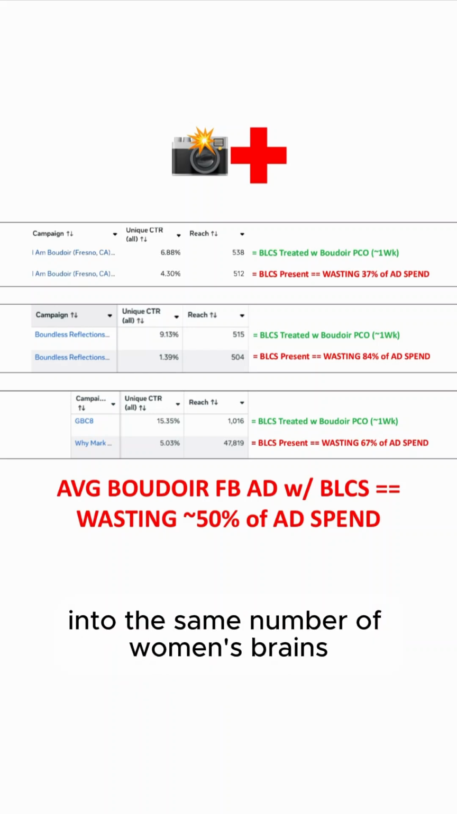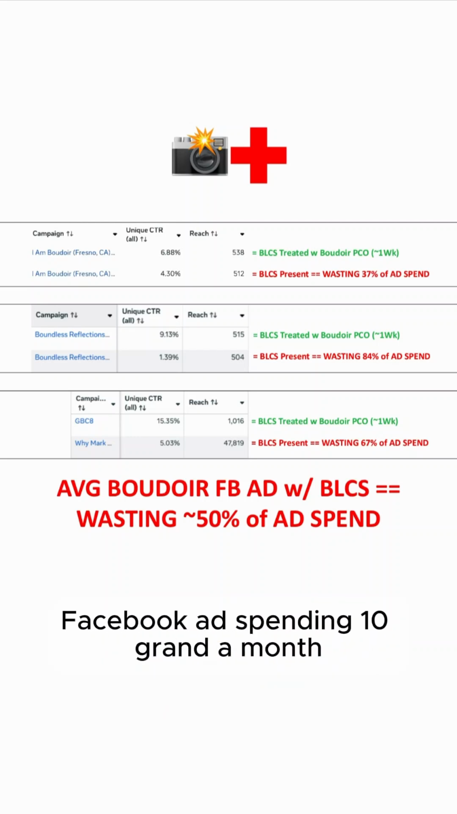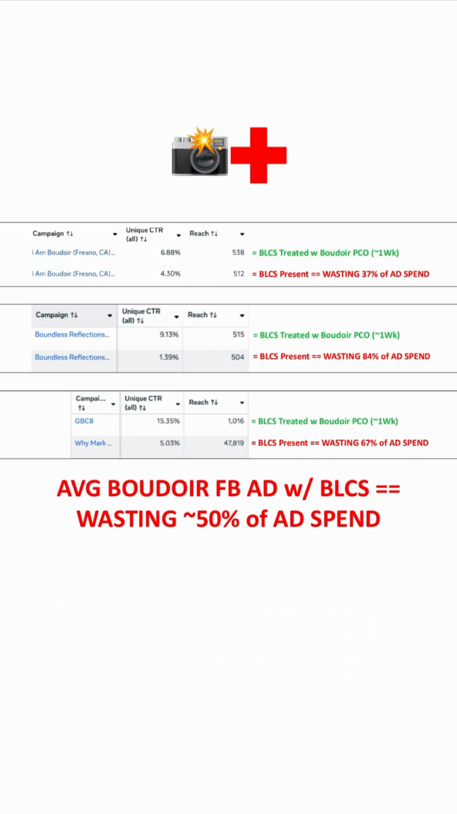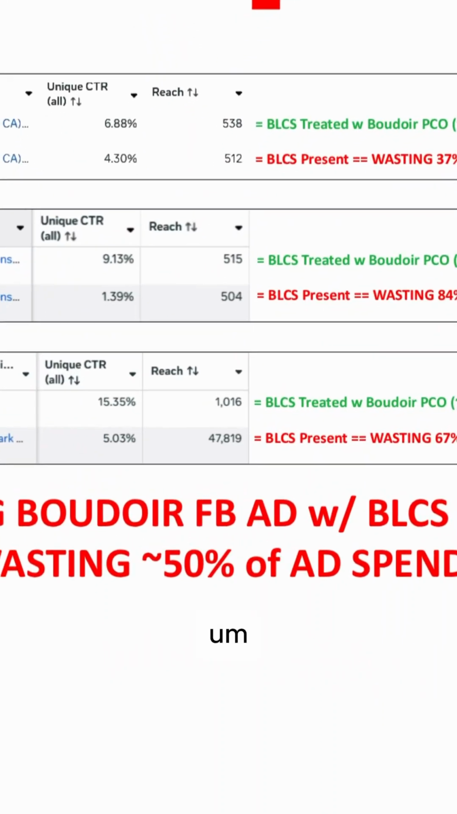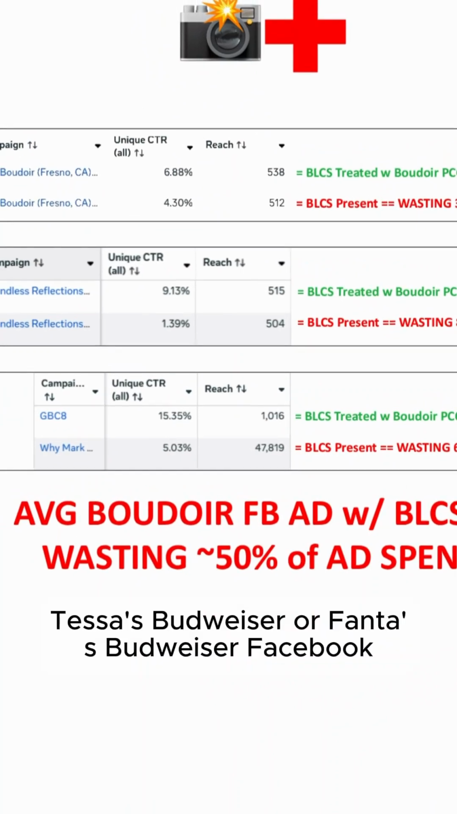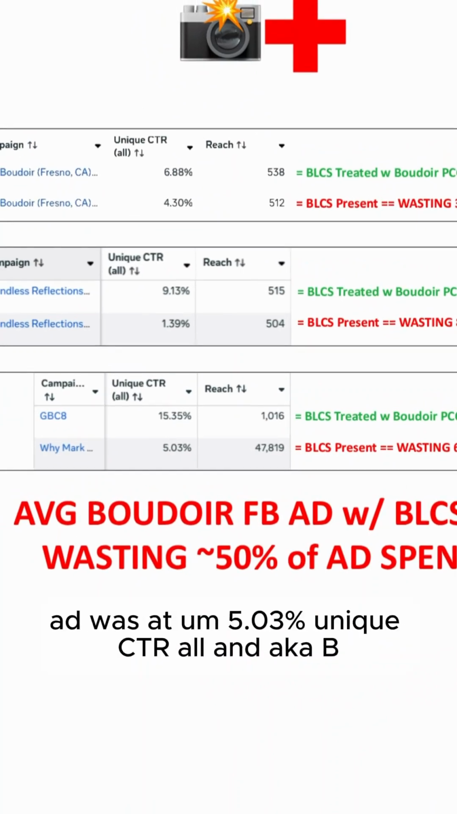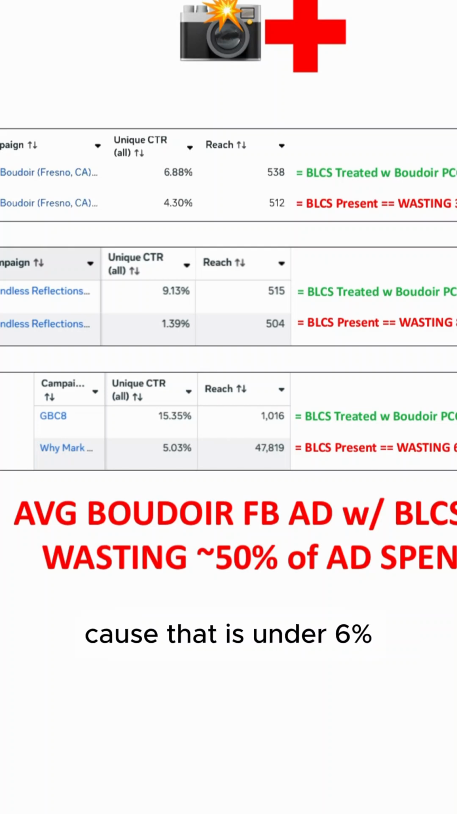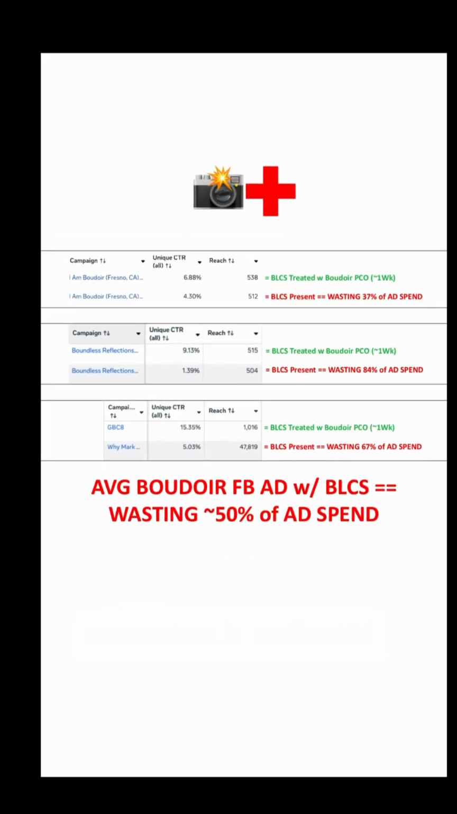We're getting our ad into the same number of women's brains as the original Boudoir Facebook ad spending 10 grand a month. Finally, I had a patient who found out his Boudoir Facebook ad was at 5.03% unique CTR, aka BLCS was present, because that is under 6%.